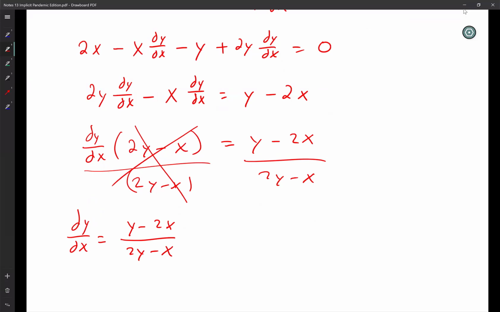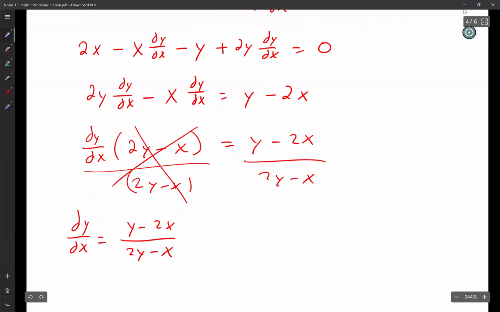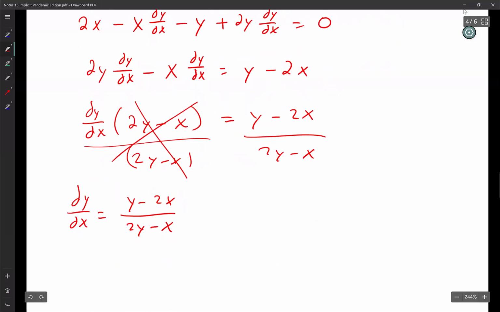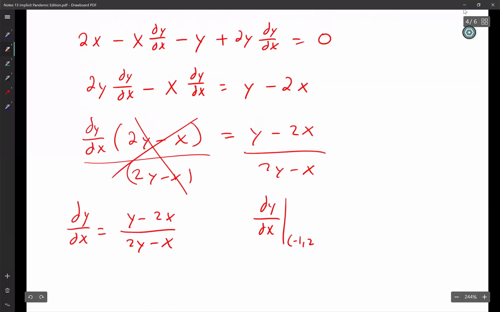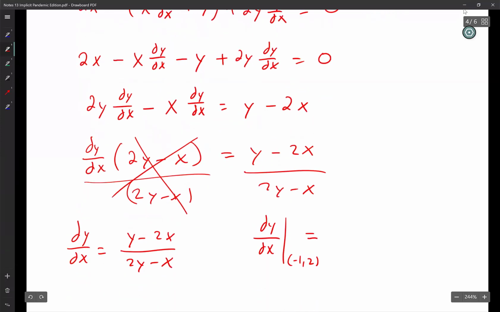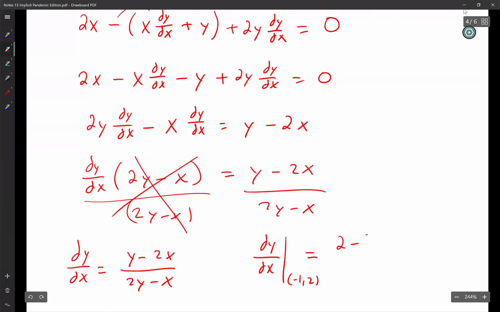Nothing cancels out, guys. There is nothing that you can factor out on any one, so that's the most common mistake I see from you guys. Now, what do I want? I wanted a slope, no? So I'm going to plug that in. Here's how you say it. You write dy/dx, you write a little line, that line stands for evaluated at. Then I put -1, comma 2. And then I put an equal sign, and I'll start typing in what I have: 2 minus 2 times -1 over 2 times 2 minus -1.